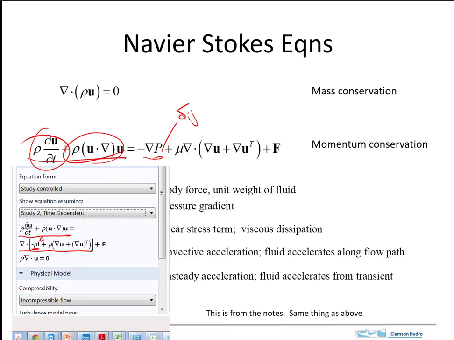And then this term here, which is what we have. And again, just a little bit different because they've pulled out this nabla operator, and then there's the unit weight. And this is the mass conservation. So that's mass, this is momentum. Okay, so that's how we get the various different terms in the governing equation that Comsol uses for incompressible flow.